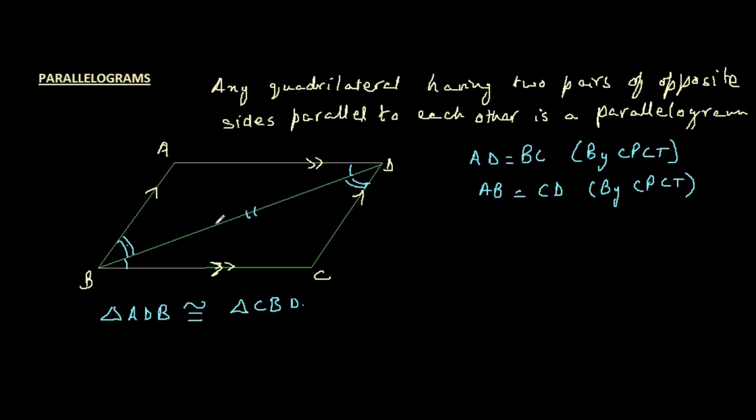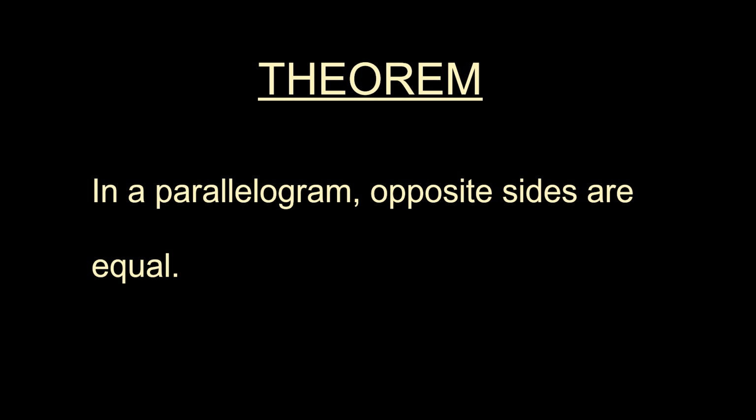Now what do we have here? That AD is equal to BC. So don't you see that AD and BC are opposite sides, and AB is equal to CD, they are also opposite sides. So we proved the next theorem also, that in a parallelogram opposite sides are equal. So remember this theorem, you can write it down if you want to. In a parallelogram opposite sides are equal.